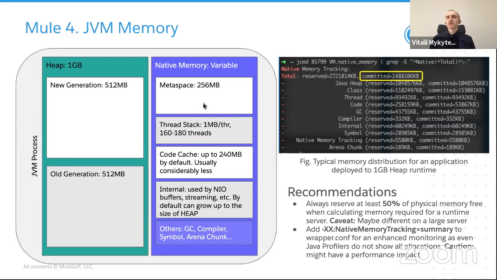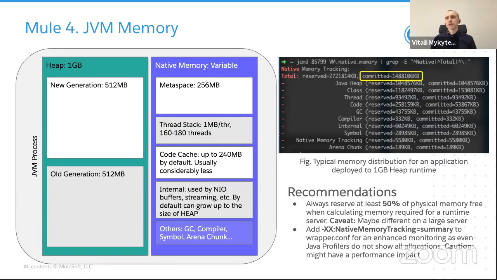You have thread stack, where every Java thread creates a thread stack of 1 megabyte. So for a typical application running on 1 gigabyte runtime with 160, 180 threads, it would give us a consumption of 100 up to 180 megabytes of memory, but it depends on the real use case scenario, of course.